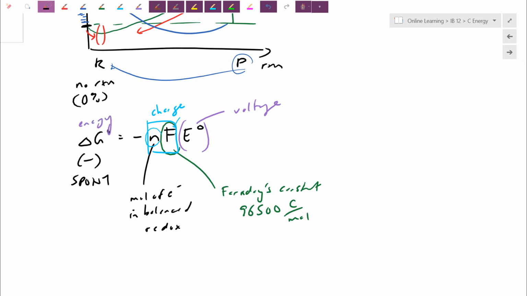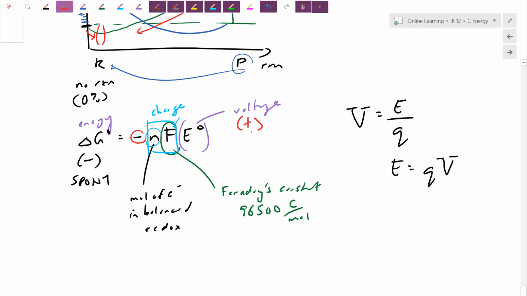If you remember from yesterday's lesson, voltage was defined as energy given per charge. If I isolate for that, the energy is going to be the charge Q times the voltage, so at least all the units are consistent here. Mainly I'm interested in sign for this case. I want delta G to be negative. Because there is always this pesky little negative in the formula, and the mole of electrons and Faraday's constant are positive, this voltage also needs to be positive for spontaneous.